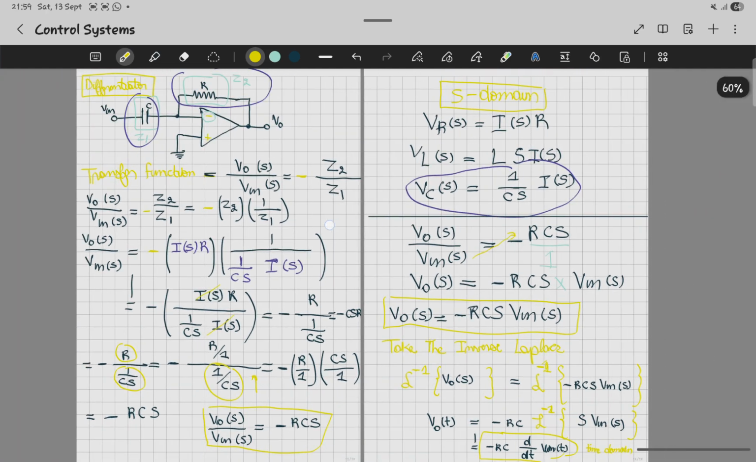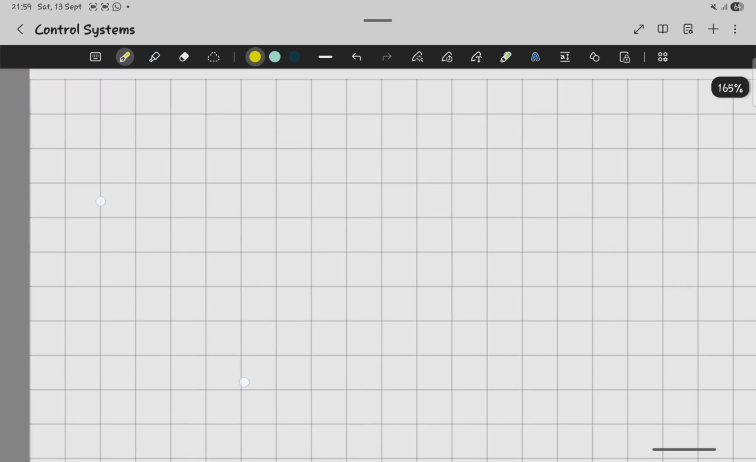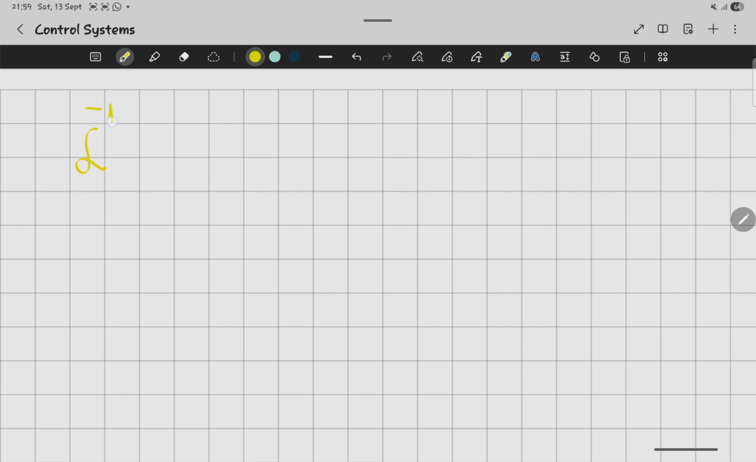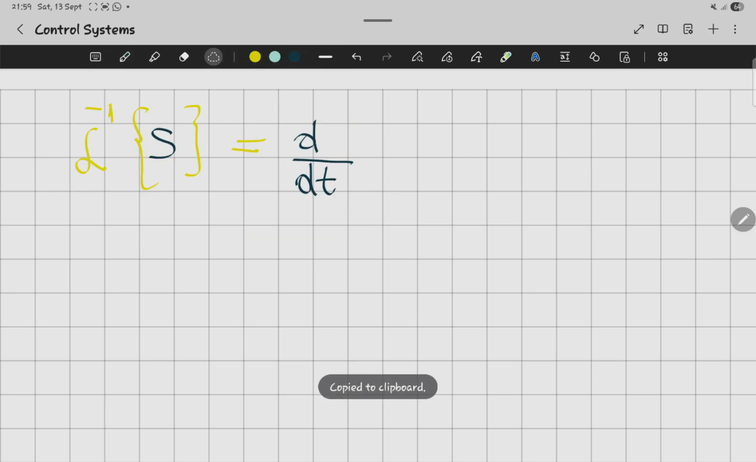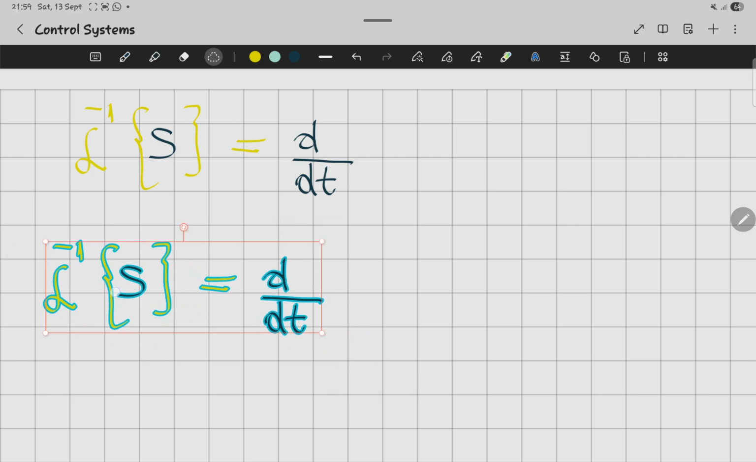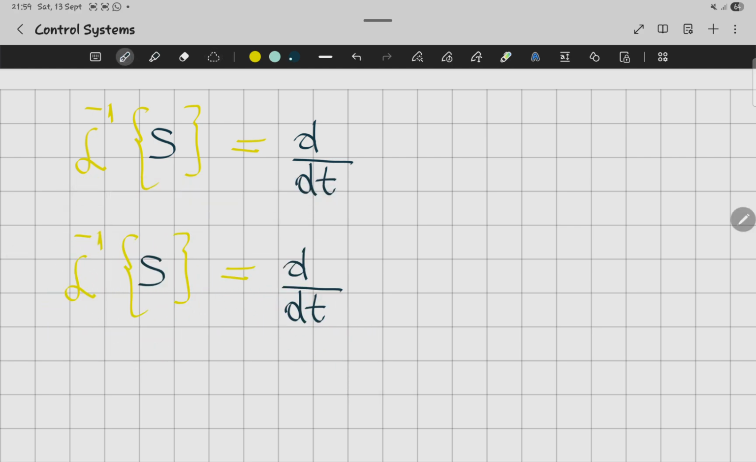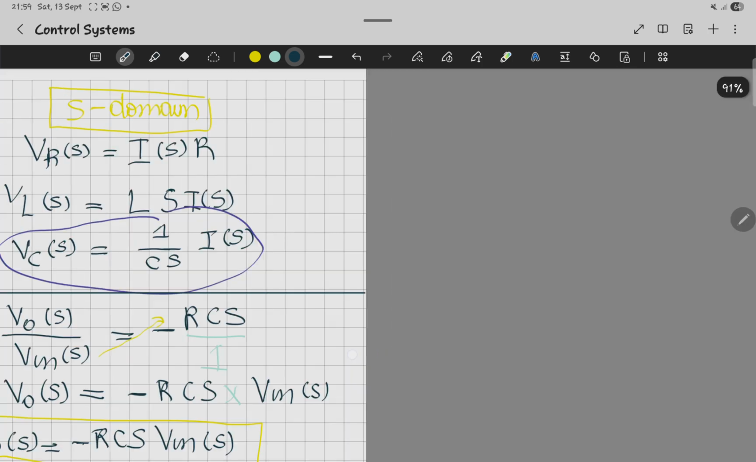So if you want to learn more about what we just did with the Laplace transform, the Laplace transform of S will give you d/dt, okay, and the Laplace transform of S squared, this is just to give you an idea. So if it's S squared, you will get the second derivative, and so on. So this is just what we just did here.